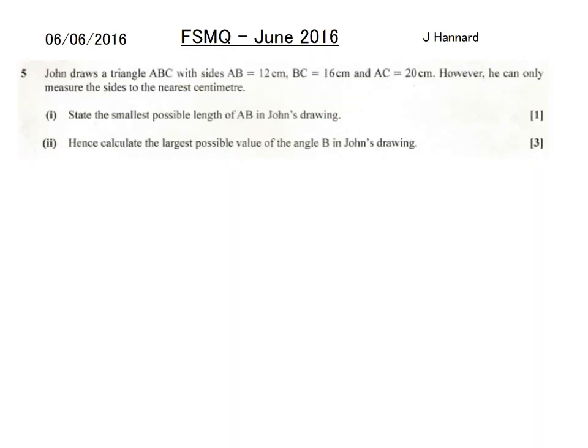Question 5 then. John draws a triangle ABC with sides AB equals 12, BC equals 16 and AC equals 20. However, he can only measure the sides to the nearest centimetre. State the smallest possible length of AB in John's drawing. Well, I did this wrong at first. I calculated the perimeter of the triangle. But the smallest possible length of AB is 11.5, because that is the smallest number that will round up to 12.